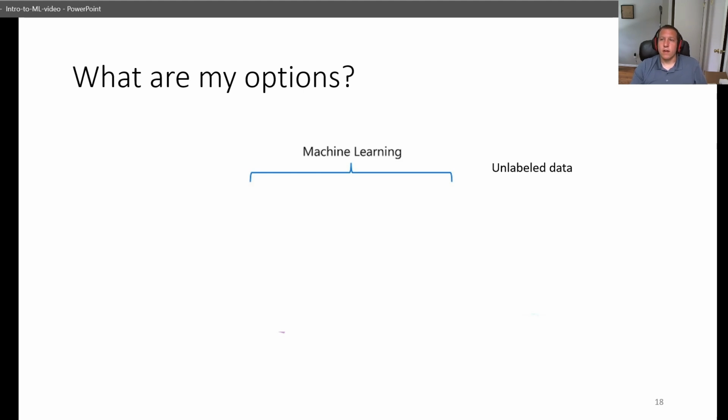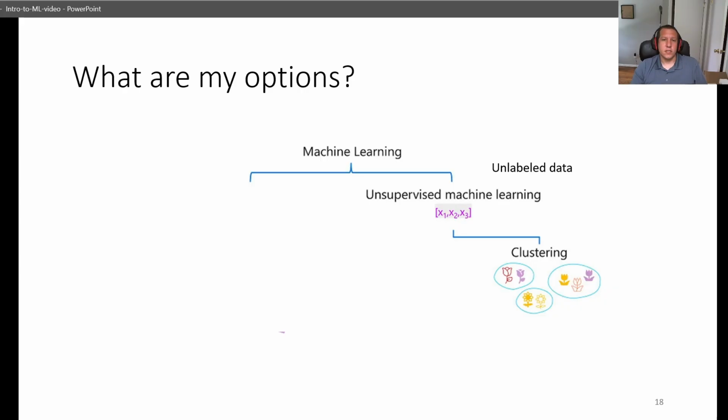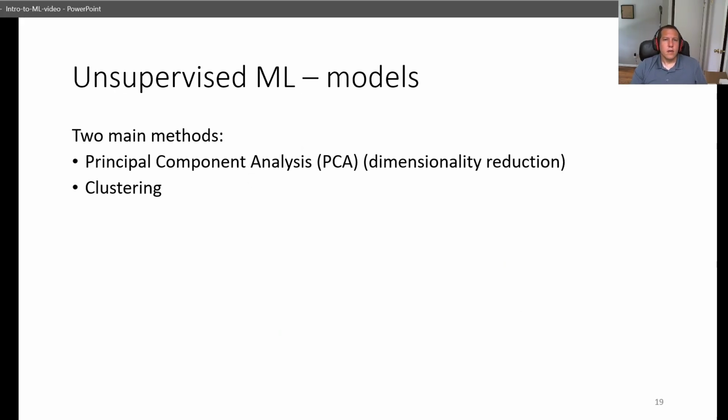Let's say that we have unlabeled data. Then we can do unsupervised machine learning, which uses methods like clustering. There's a number of methods here. I'm going to cover the two main ones, which are principal component analysis and clustering.